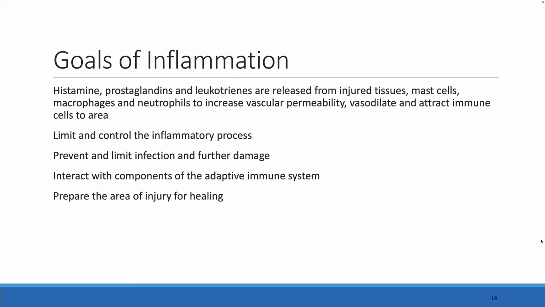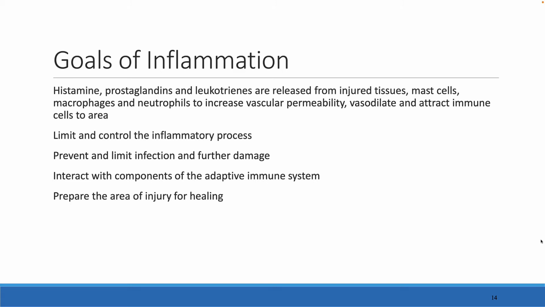Another one is to limit and control the inflammatory process. We don't want the inflammatory process affecting the brain if the only thing that's injured is I hit the end of my finger with a hammer, right? We don't want that massive total body effect of inflammation. We want it localized to that area. And that's another reason that we use the clotting mechanism to keep everything sort of sequestered. Okay? We want to prevent and limit infection. Again, the clotting cascade helps to do that.